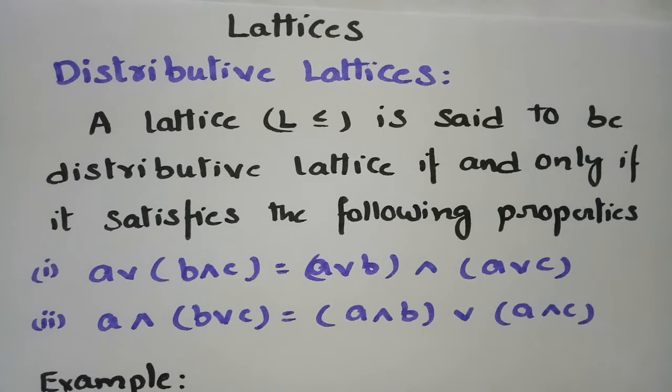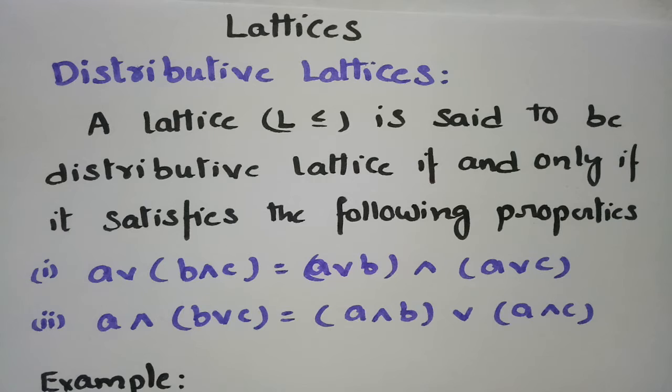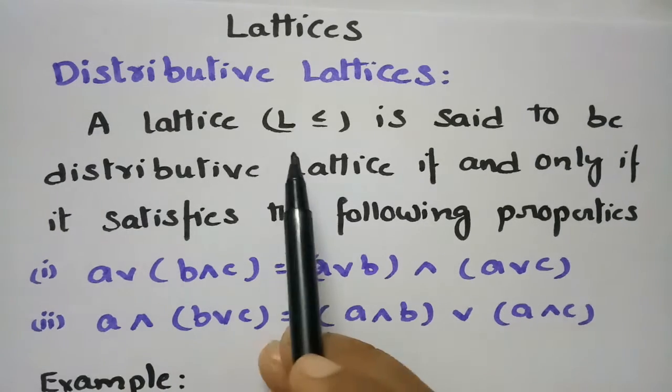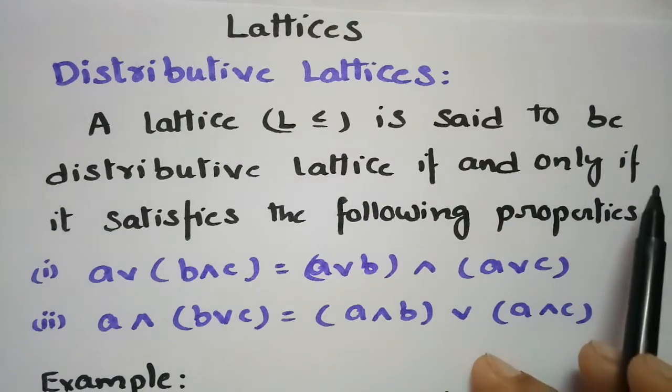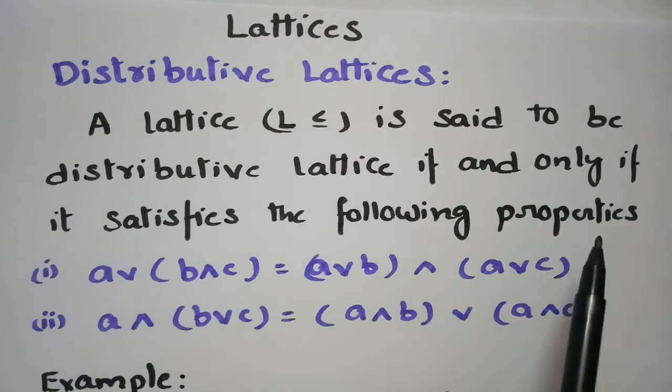In today's video, let's discuss what is a distributive lattice. This topic is related to discrete mathematics. Coming to the definition, a lattice (L, ≤) is said to be a distributive lattice if and only if it satisfies the following properties.